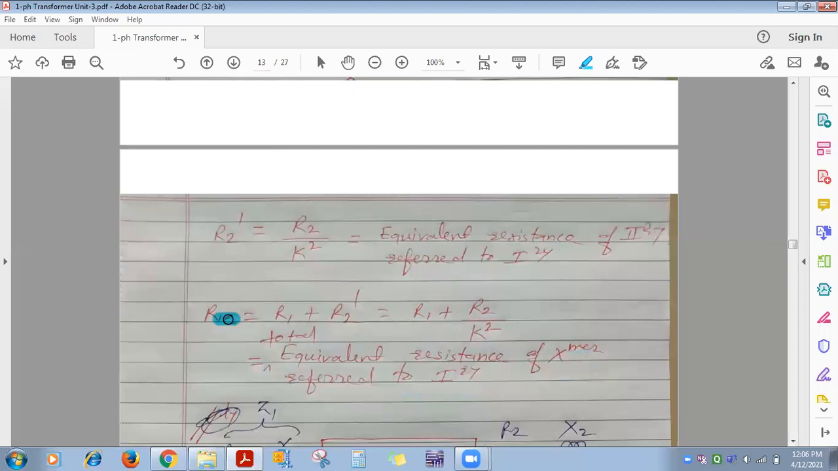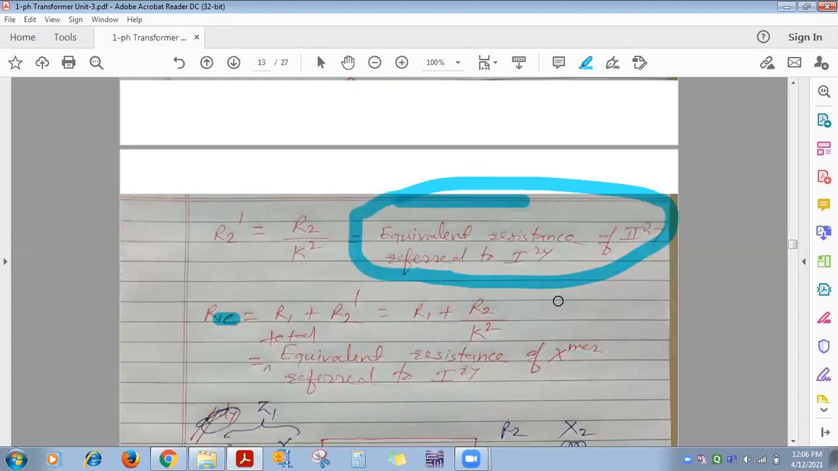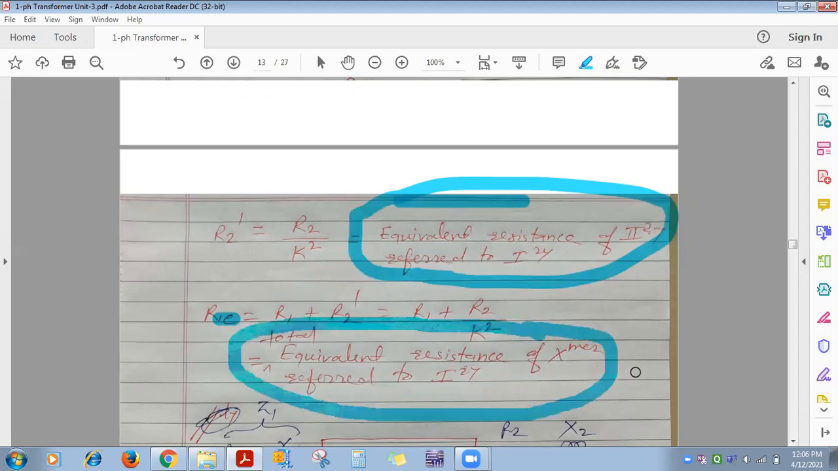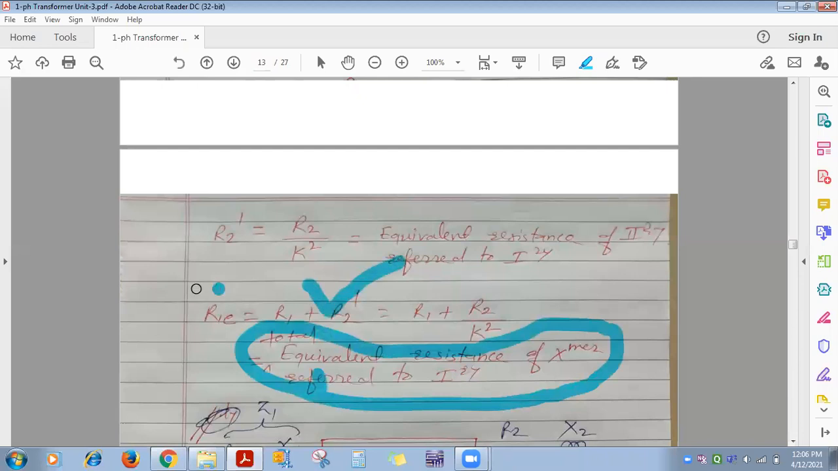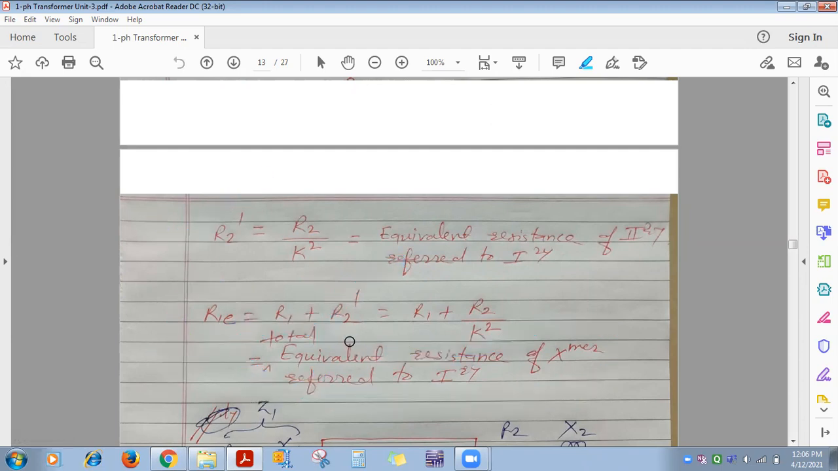So these two questions you may get asked in MCQ: calculate the equivalent resistance of secondary referred to primary, or calculate the total equivalent resistance of the transformer referred to primary. Got it? If asked to calculate the resistance of secondary referred to primary, calculate R2 dash, which is equal to R2 by K square. And for total equivalent resistance referred to primary, you have to find R1 plus R2 dash, that is R1E. Clear these two formulas. In the MCQ you will get either this one or that one, so just keep these formulas in mind. Clear? Any difficulty with this?